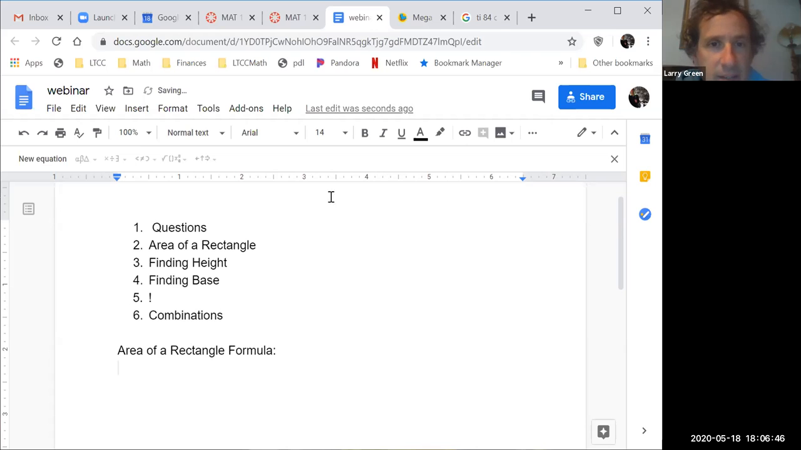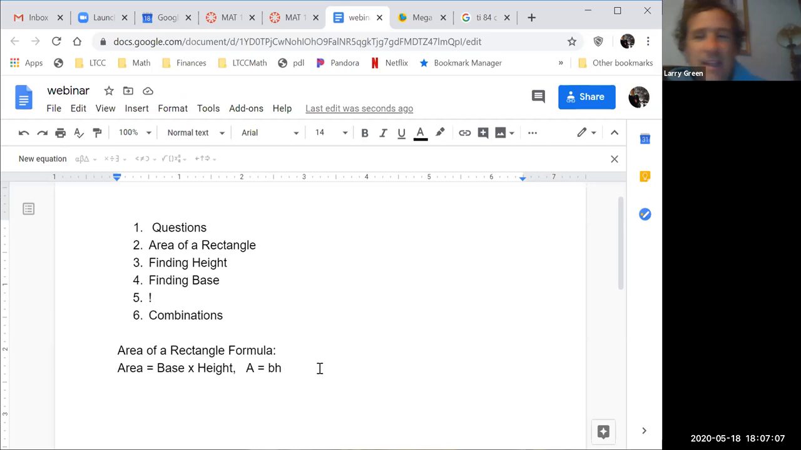And that is, again, area is equal to the base times the height. Often written as A is equal to BH. Okay. Sometimes you'll hear length times width.